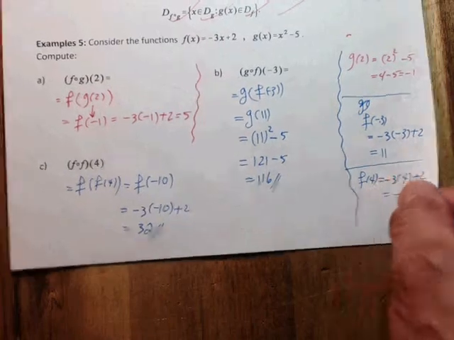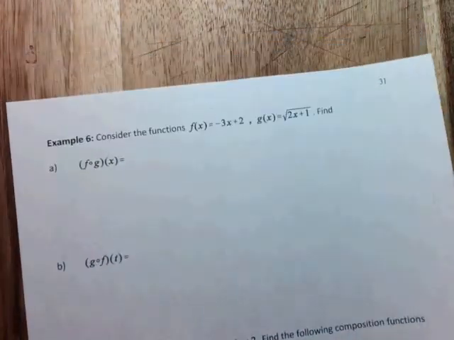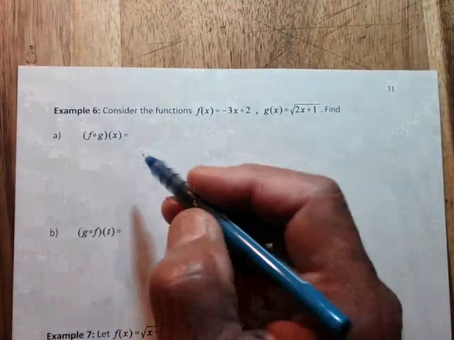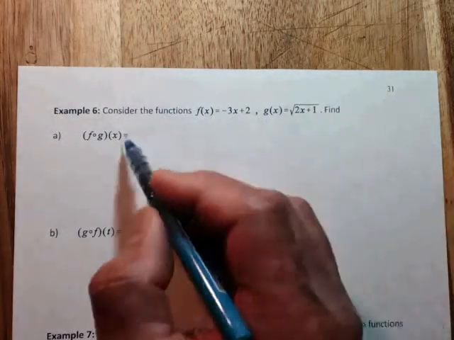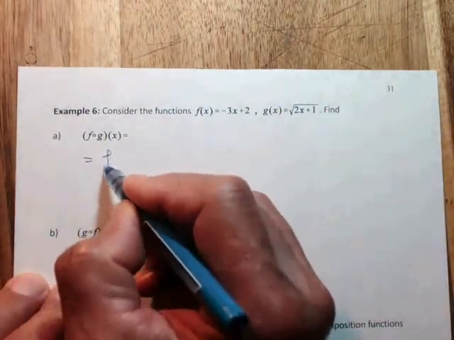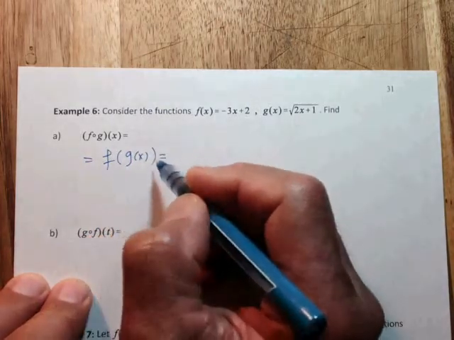Another example. Same idea. Now here you're going to do it for general x, like this is your f of x and this is your g of x. You want to do f circle g at x. So this is by definition f of g of x.